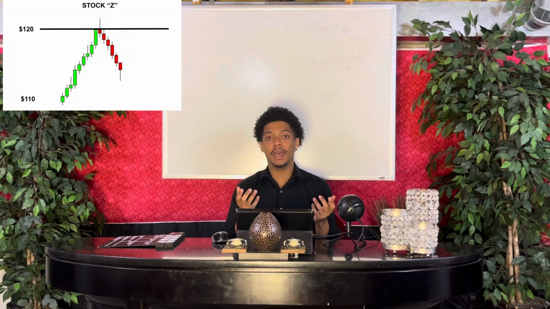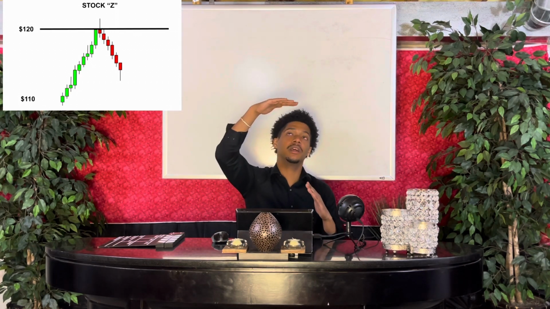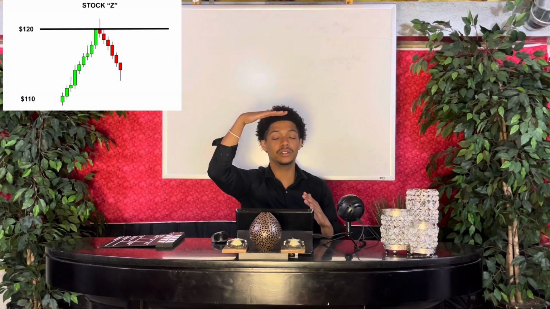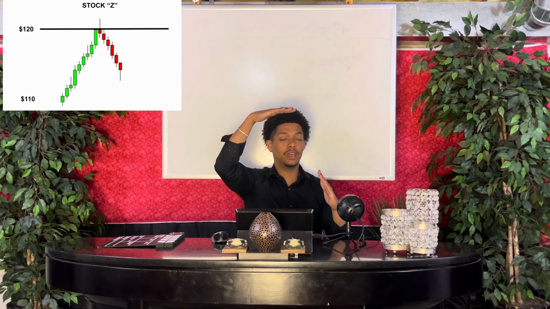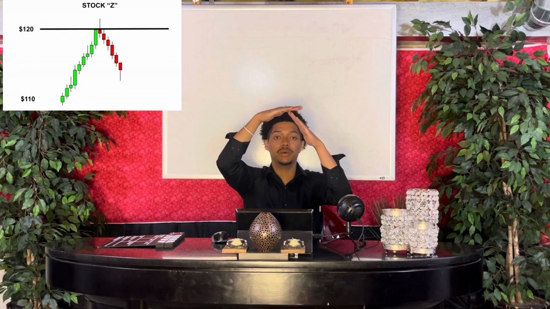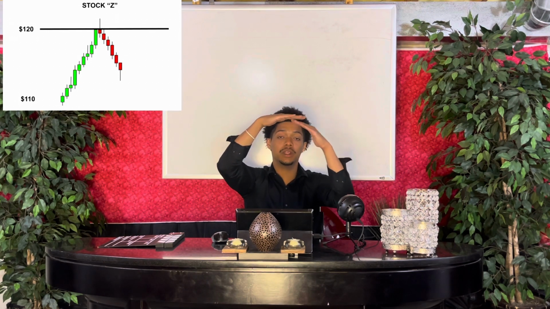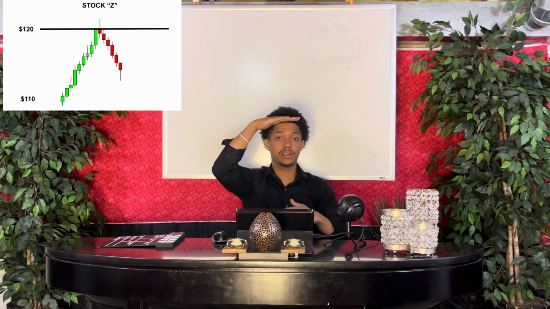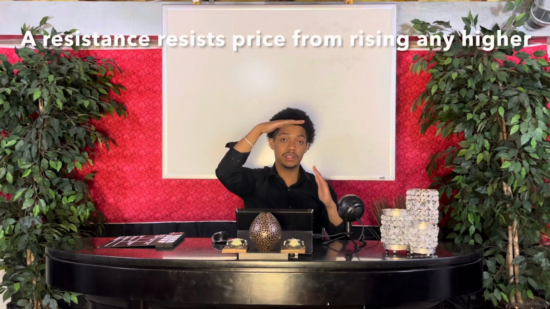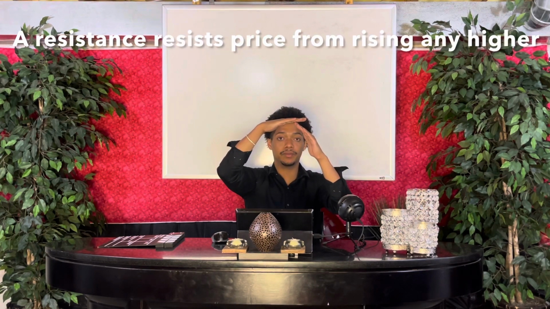So let's say stock Z is trading at $110. It's currently at $110 and the resistance is at 120. So if it's at 110, it comes up, 115, hits 120. What is it going to do? It's going to come back down because the resistance is resisting price from going higher. And it's going to come straight back down.